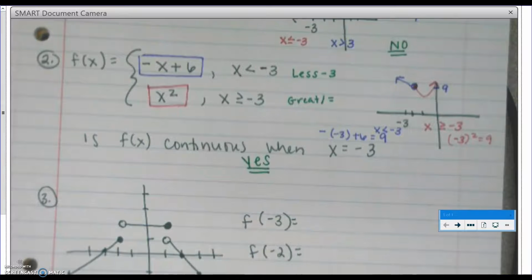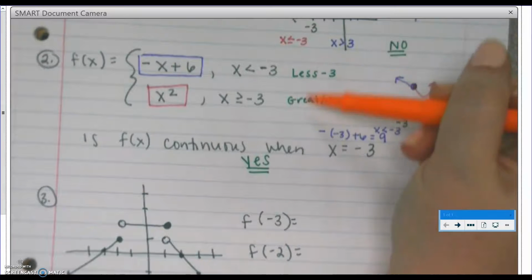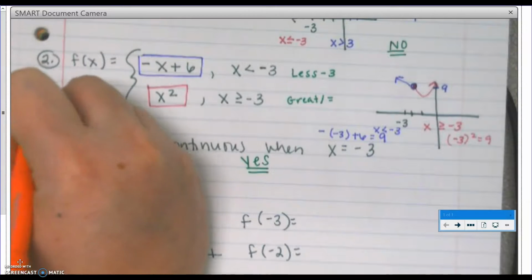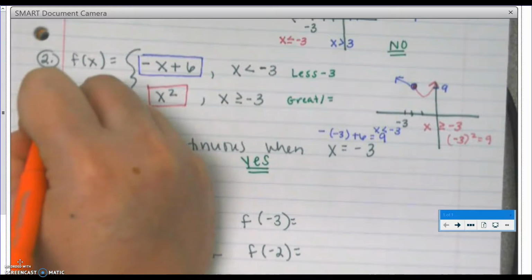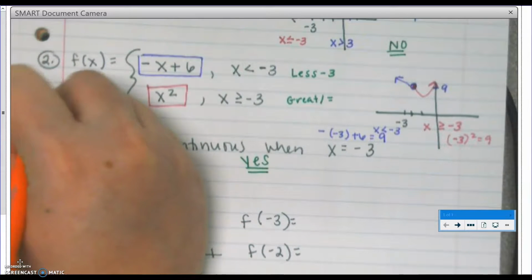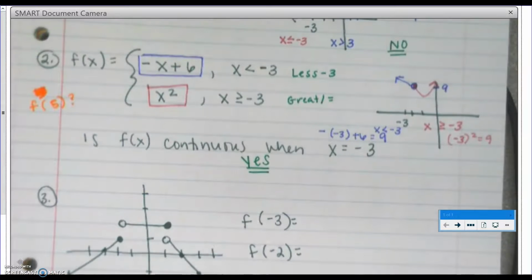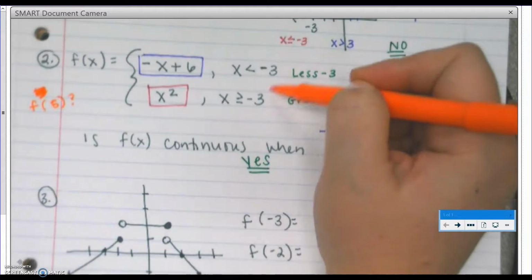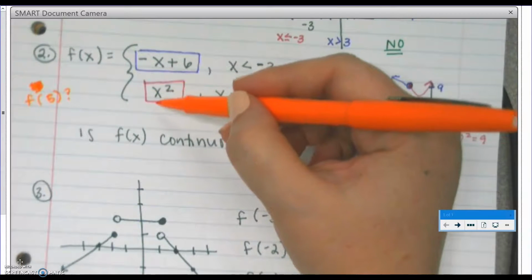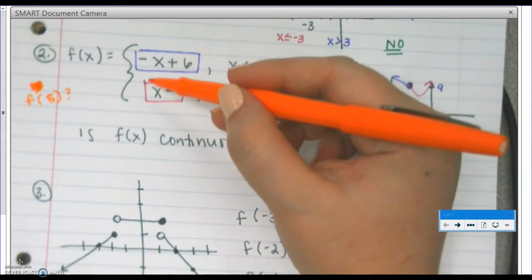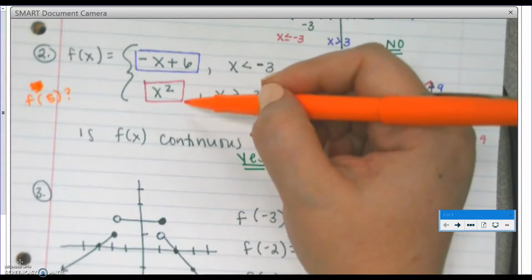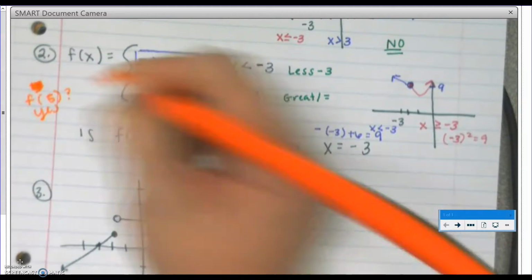All right, so basically that's all you have to do. You just have to plug the number into the 2 pieces that are the cutoff. So again, like if I asked you, is this function continuous, let's say at f of 5? Let's just pretend I wanted to know, is this function continuous at f of 5? Well, 5 is not a cutoff point. 5 is greater than -3. And this is quadratic. Every single quadratic is continuous. There's nothing weird about quadratics. There's no asymptotes or holes. So this one would automatically be yes. I wouldn't even have to plug anything in.